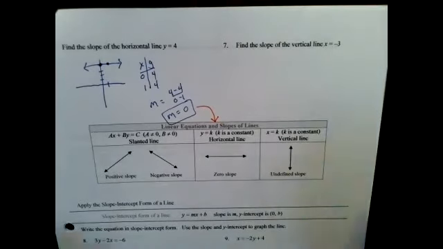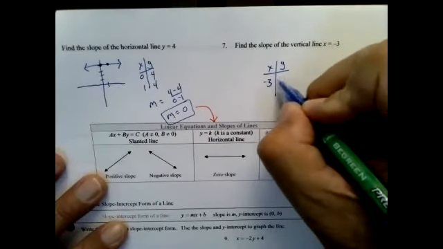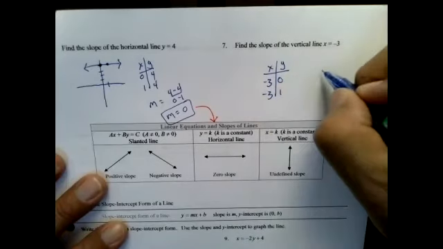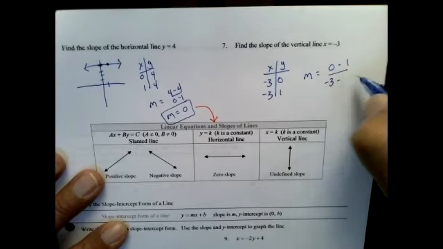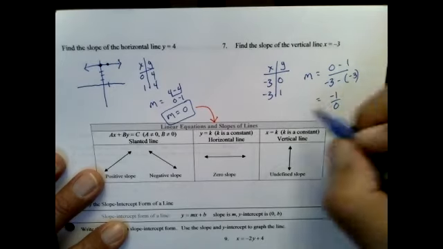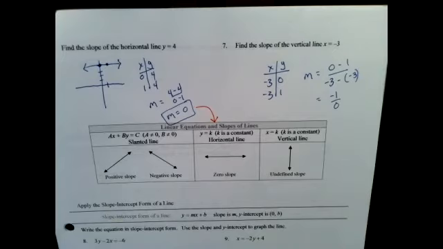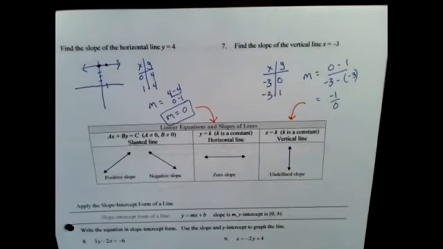0 slope, horizontal line. If I came over here and I picked a couple of points, X and Y, -3, 0 and -3, 1, and I want to find the slope, 0 minus 1 over -3 minus -3 equals -1 over 0. And yeah, we can't divide by 0. That's a bad thing. That gives me something called an undefined slope. Okay, so a vertical line going up and down has an undefined slope because my change in x is nothing.